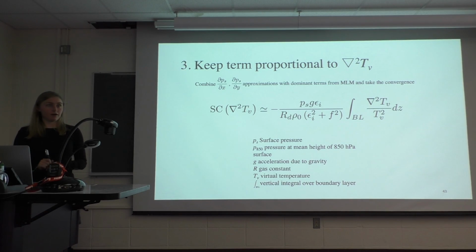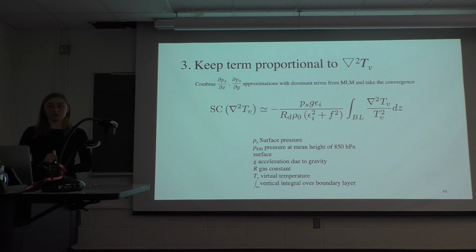So we can plug those approximations for pressure gradients back into the mixed layer model. And one of the terms, when we take the convergence of that, because we had a derivative for the pressure/temperature gradient, and then it's U and V, so we take surface convergence, that's another derivative, we end up with a term proportional to the Laplacian of boundary layer virtual temperature. This is what that term looks like, and we keep this and call this our first surface convergence approximation, the one that's proportional to the Laplacian of boundary layer virtual temperature.